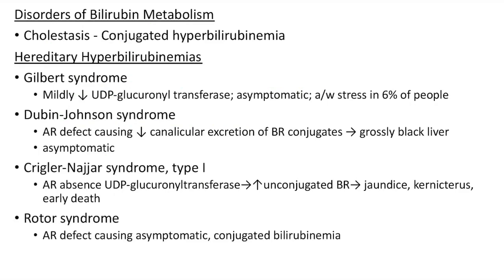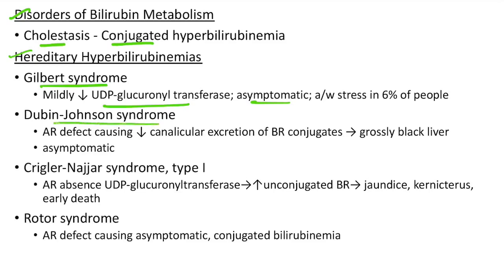Now let us see about disorders of bilirubin metabolism. In cholestasis, there is conjugated hyperbilirubinemia. Now let us see about hereditary hyperbilirubinemias. In Gilbert syndrome, there is mildly reduced UDP glucuronyl transferase. The patient is asymptomatic. It is associated with stress in 6% of people.